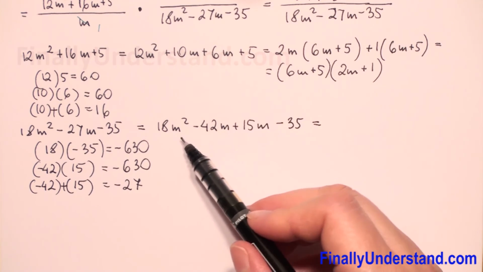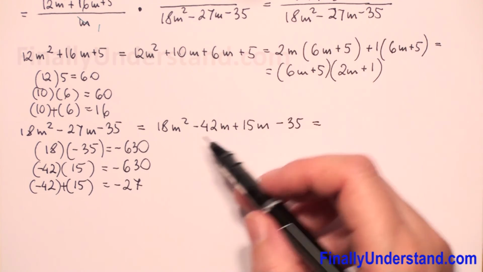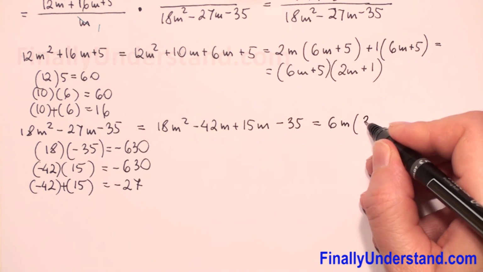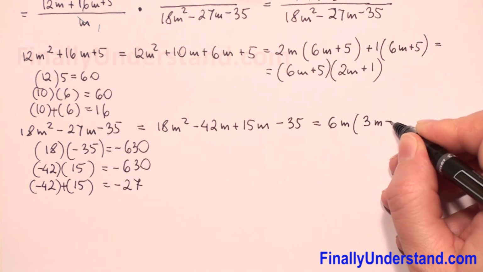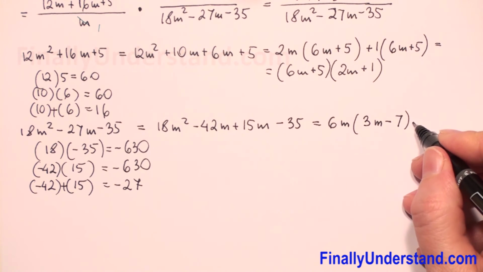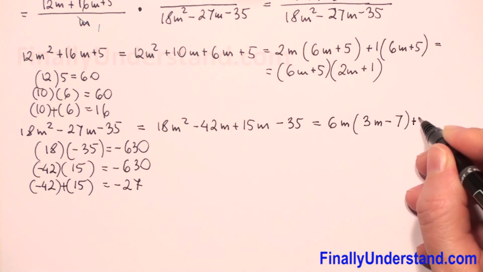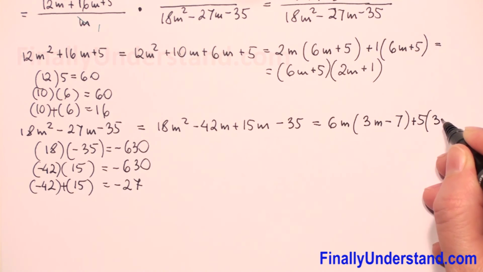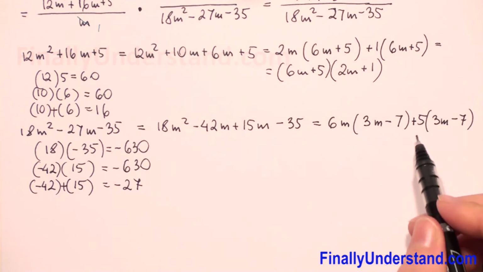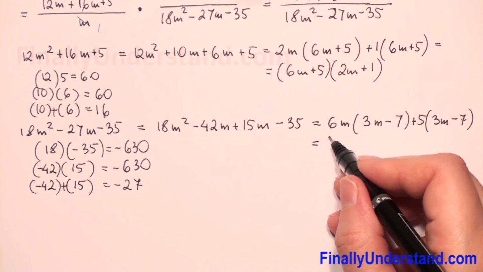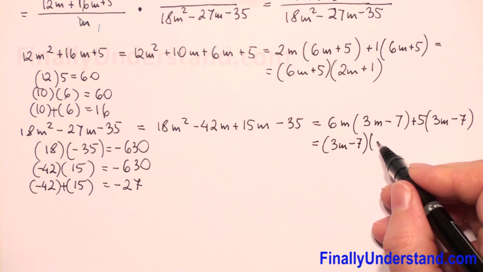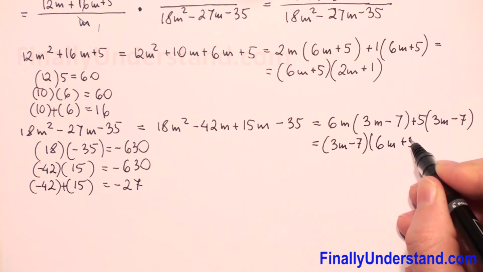Now from these first two terms I can factorize 6m, and in parentheses I will have 3m minus 7, and from the last two terms I can factorize 5, so it will be 3m minus 7 in parentheses. Now we see that we have the same terms, so we can factorize 3m minus 7, and whatever is left will be in the second parenthesis, so 6m plus 5.